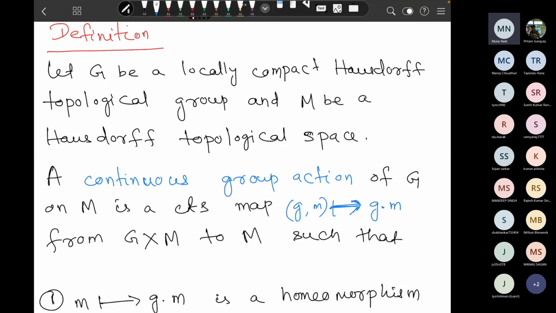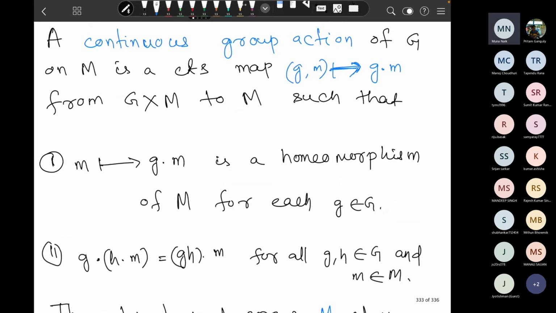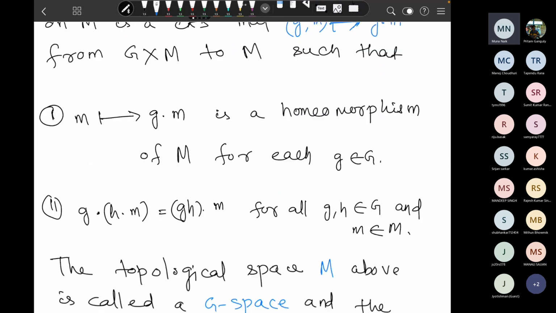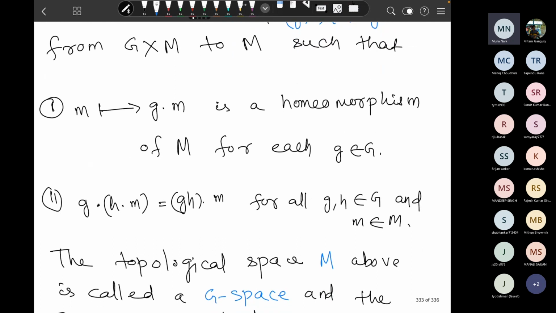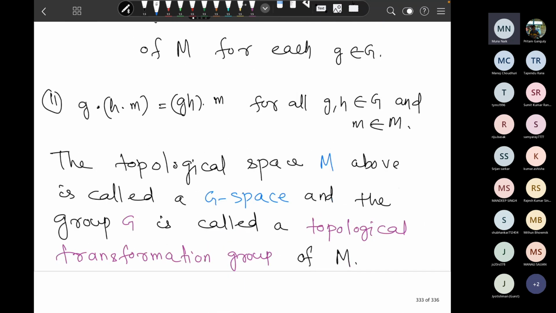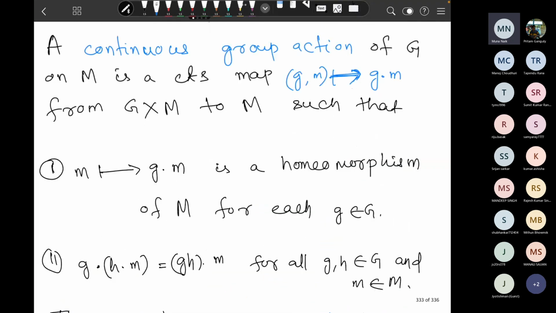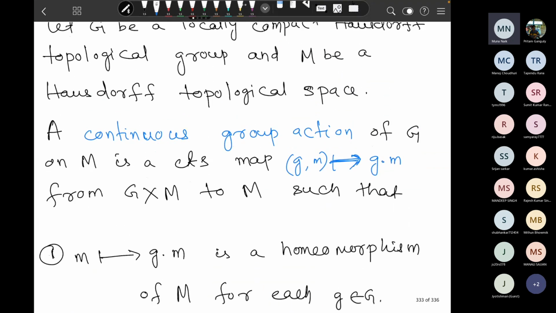The continuous group action of G on M is a continuous map which takes (g, m) from G cross M to the point g dot m in M, so that m going to g dot m is a homeomorphism of M for each g belongs to G. And the second thing is just the condition of group action: g dot (h dot m) is equal to (gh) dot m for all g, h belongs to G and m belongs to M. The topological space M above is called a G-space, and the group G is called a topological transformation group. This is probably a definition you have seen.